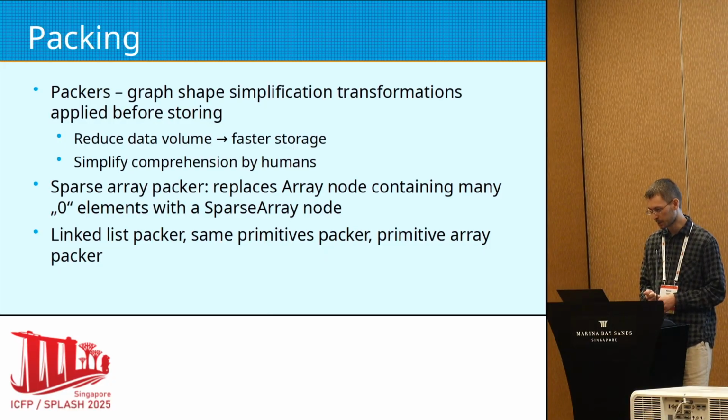Packers are graph shape simplification transformations, which we optionally apply before storing values into the database. They first reduce data volume, which is faster, and then they also, by the way, simplify comprehension by humans. This is a byproduct. For example, a sparse array packer replaces all array nodes.